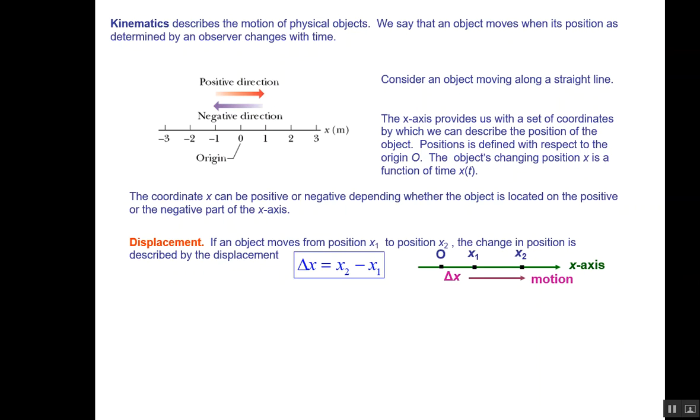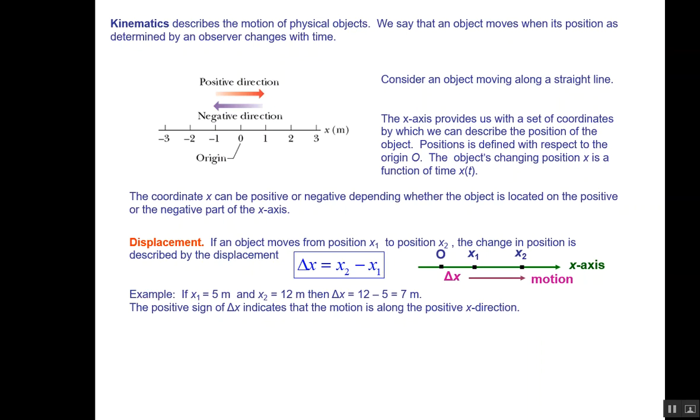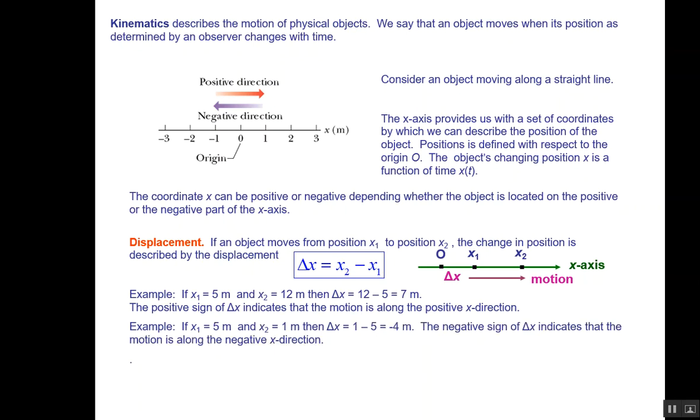Let's talk about motion at times. Very often the coordinate will change with time, and so we use this delta notation. Delta means final minus initial. So delta x equals x sub 2 minus x sub 1. For example, x1 is 5 meters and x sub 2 is 12 meters. Then delta x, the displacement, is 12 minus 5, or 7 meters. The positive sign indicates that we're moving in the positive x direction.